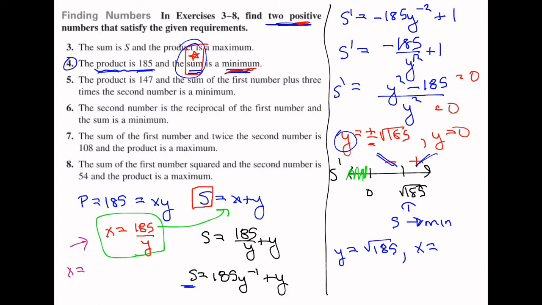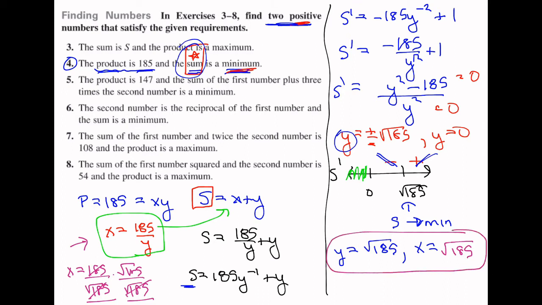then we're going to say x is 185 over the square root of 185, which if you rationalize the denominator, this times this is 185, which cancels with that one. So we get also for x the square root of 185. So you might have been expecting two different numbers, and we could have gotten two different numbers, but we didn't. We got the same number.